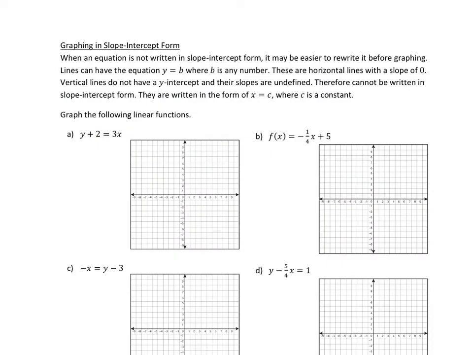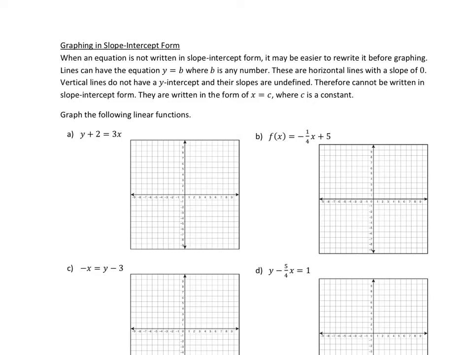Graphing in slope-intercept form. When an equation is not written in slope-intercept form, it may be easier to rewrite it before graphing. Lines can have the equation y equals b, where b is any number. These are horizontal lines with a slope of 0. Vertical lines do not have a y-intercept, and their slopes are undefined. Therefore, they cannot be written in slope-intercept form. They are written in the form of x equals c, where c is a constant.